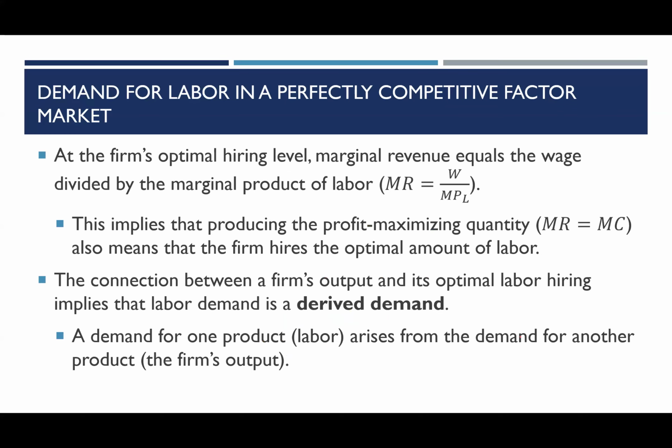Okay. So this first point on the slide here is just what we said. At the equilibrium point, at that optimal point, the firm will hire workers such that the marginal revenue equals the wage divided by the marginal product of labor, right? Another way of saying this is the firm will hire the amount of labor such that the benefits exactly equal the costs.